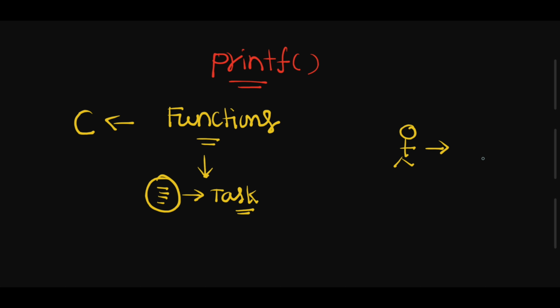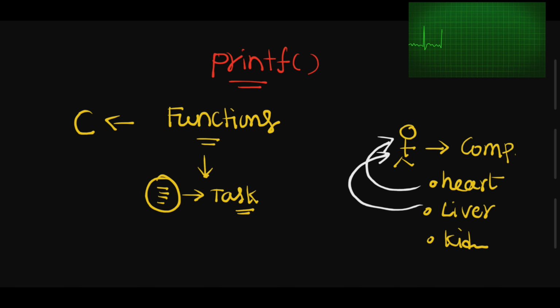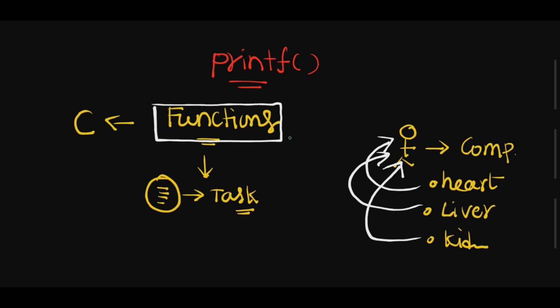Our human body is made of different types of components. Heart is one component, liver is one component, kidney is one component. Like that, the human body consists of different types of components, and each and every component performs some functionality. Similarly, C language is also made up of functions, and each function performs a particular task.